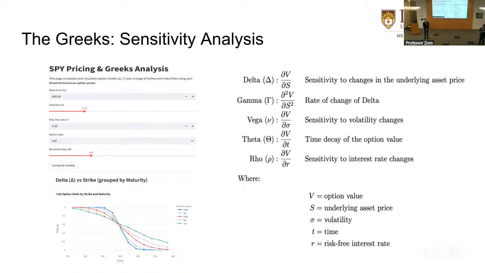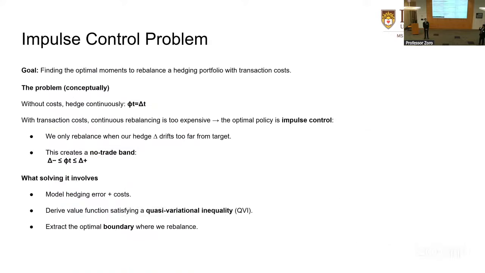Now that we have that, we can finally go to the impulse control problem, or gamma scalping. Kobe already touched on it, but what is the problem if we hedge continuously? You incur high transaction costs; you incur the bid-ask spread every single time you trade. What is the solution to this? The solution is to find an optimal boundary where your hedging will be efficient, which means the cost of not hedging will exceed your transaction cost. That will create a no-trade band.